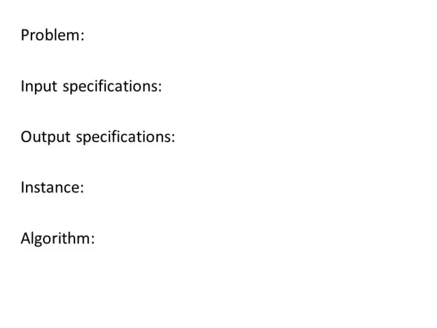Let's take a short break and just recap what Professor Naveen has covered. So he talked about the problem, input specifications, output specifications, instance, and algorithm. So what is a problem? What are input specifications? What are output specifications? What is an instance? What's the difference between an instance and a problem? And what's an algorithm? Let's try to recap this very quickly.